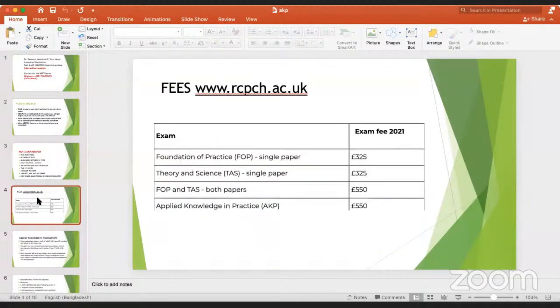So what will be the fee? This is given on the RCPCH website, but be sure that this fee varies, okay? $10, $20, it varies each session. So you have to check the website every time, okay?